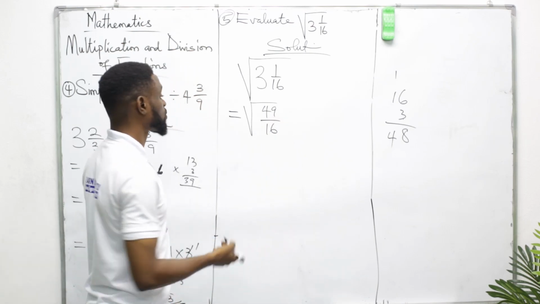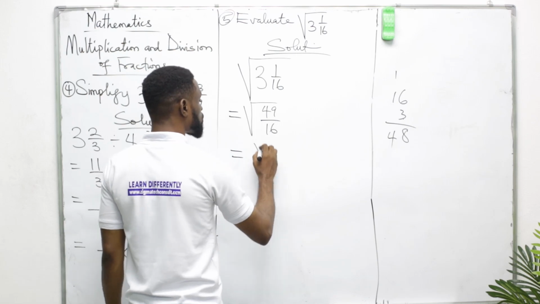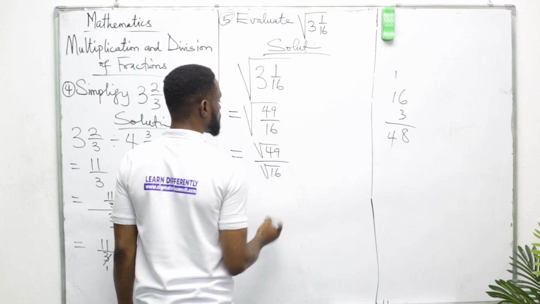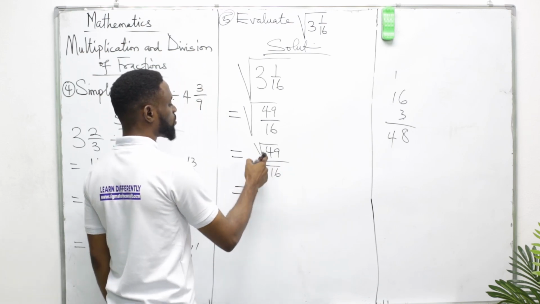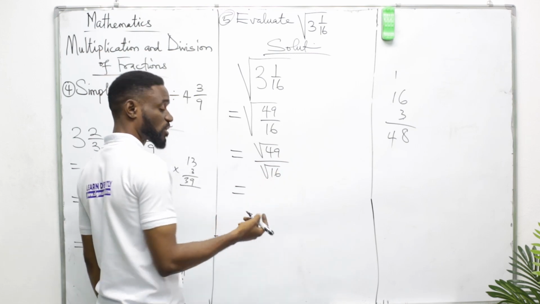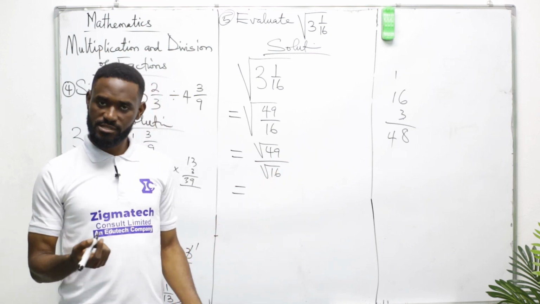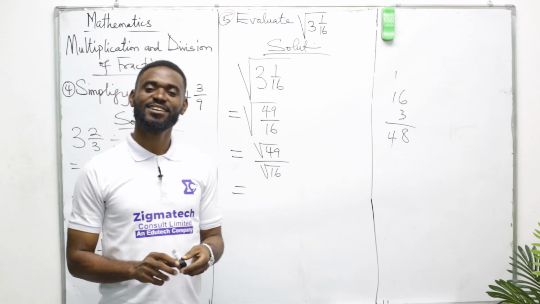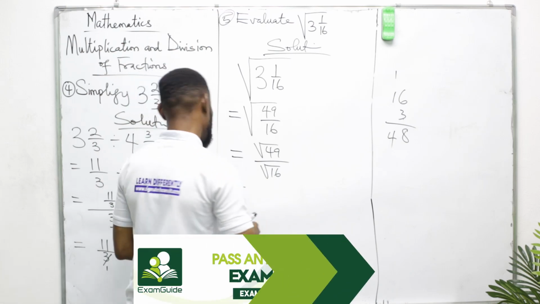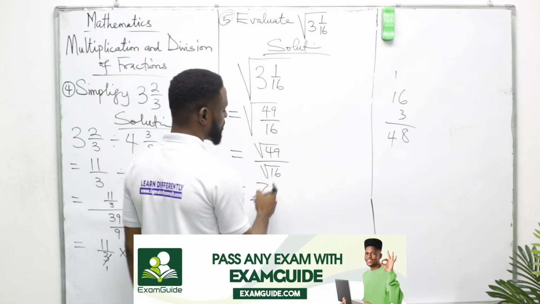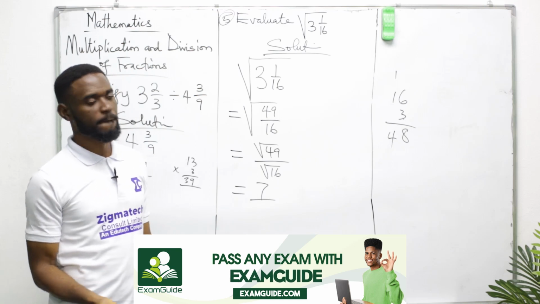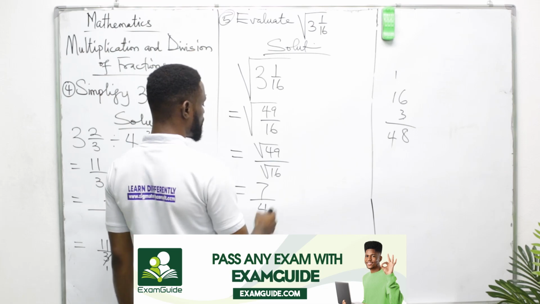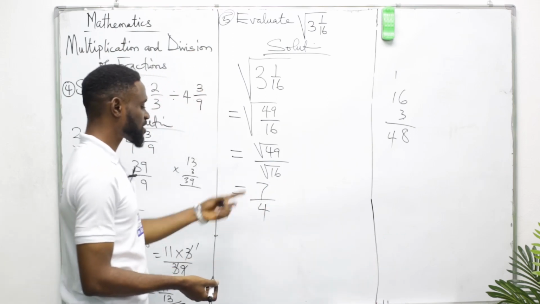Is that okay now? So what this means is the square root of 49 divided by the square root of 16. The square root of 49, you know, is 7. That is 7 times 7 is 49. All right. The square root of 16, you know, is 4. That is 4 times 4 is 16. Okay? So the answer is 7 over 4.